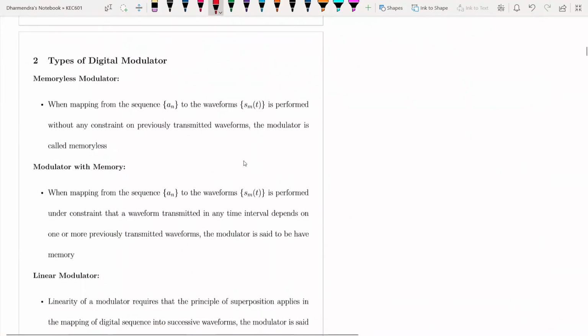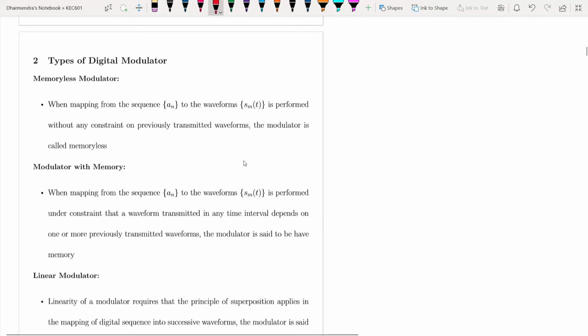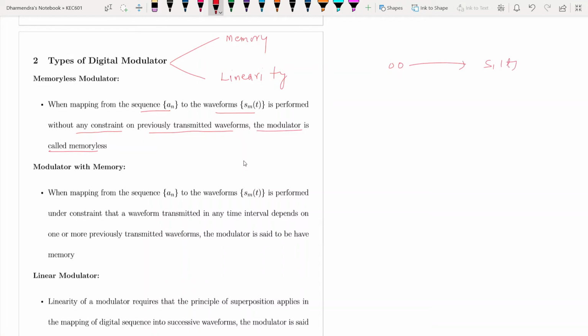Now we will discuss the types of digital modulators. They are classified based upon memory and linearity. You understand the function of digital modulators. When the mapping from sequence a_n to the waveform s_m(t) is performed without any constraint on previously transmitted waveforms, the modulator is called memoryless. Suppose 00 is mapped with s_1(t). Next, suppose 10 is mapped to s_2(t).